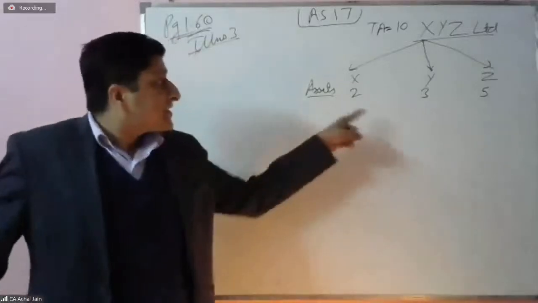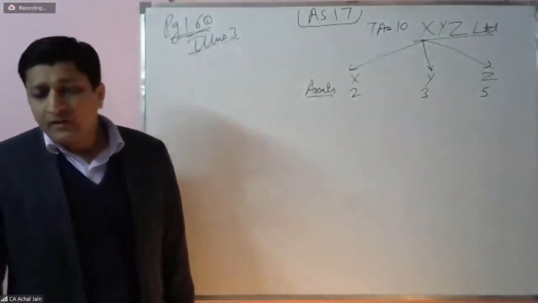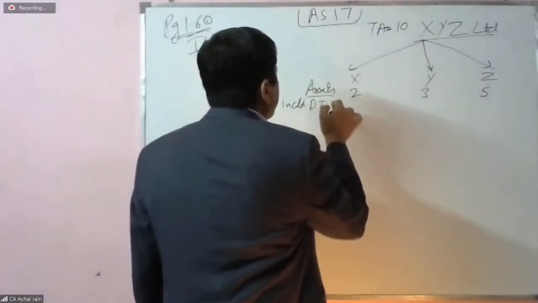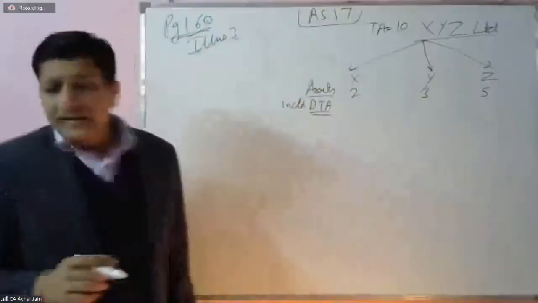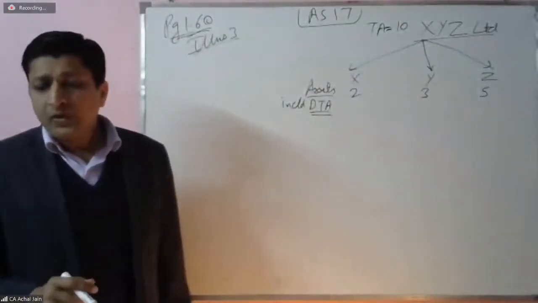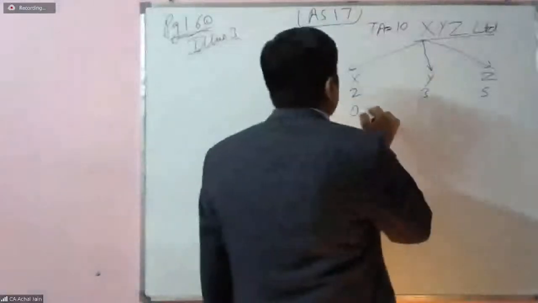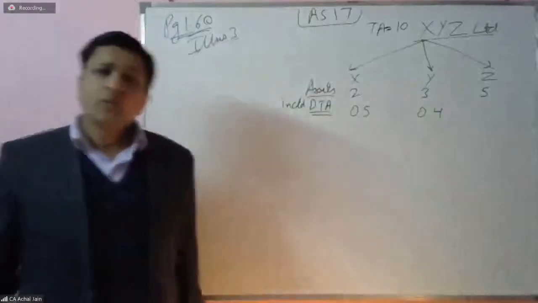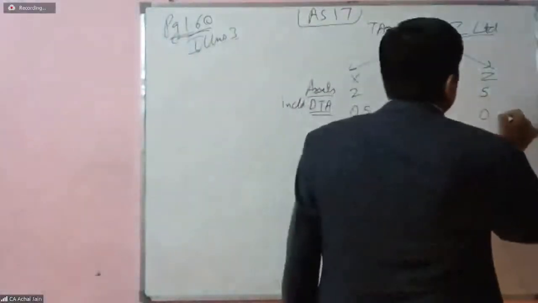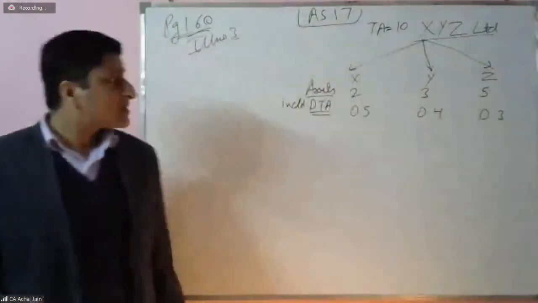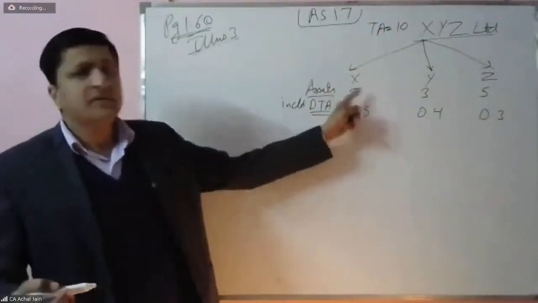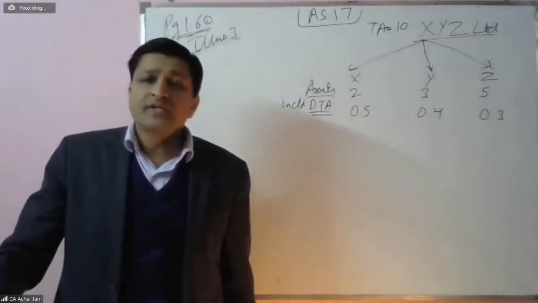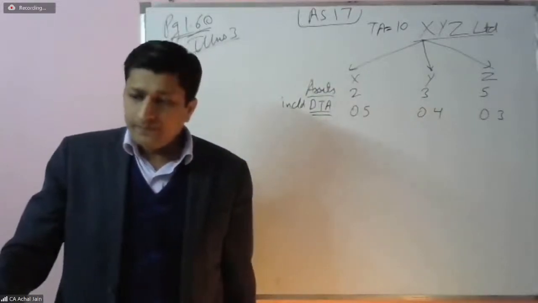And in these assets, deferred tax has also been included, including DTA. And what is the amount of DTA? 0.5, 0.4, 0.4, and 0.3. So this is the amount of DTA which is already included. The accountant contends that all the 3 segments are reportable segments.